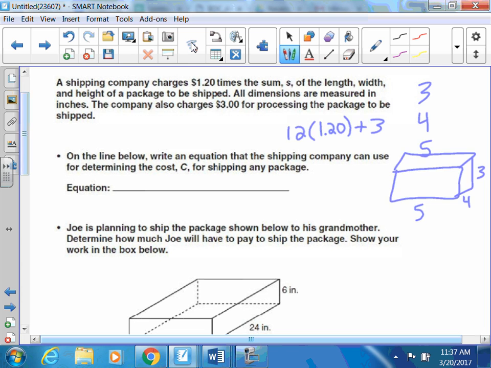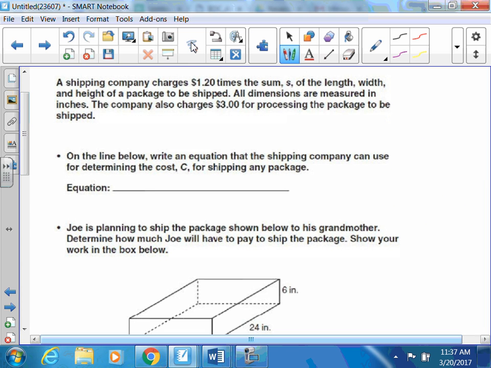Well, I want you to set up an equation. They want you to set that up, but it's 1.20 times the sum S of the length, width, and height. So you have to use S as your variable. Your equation is going to be C, the cost, equals 1.2 times S plus 3. That is how you're going to set it up. That would be worth 3 points.